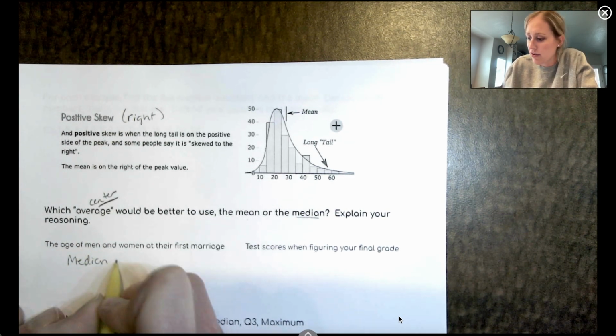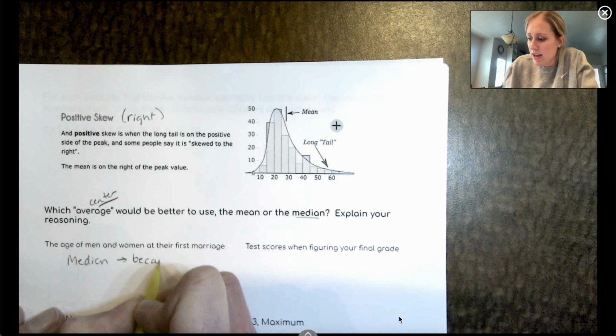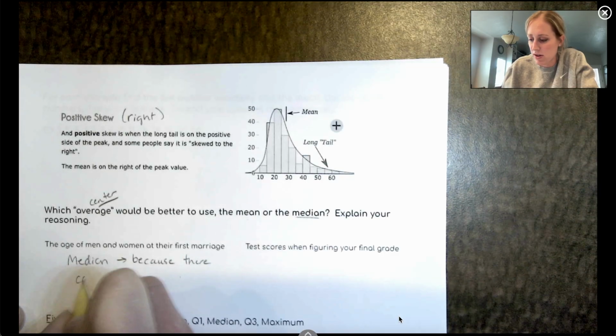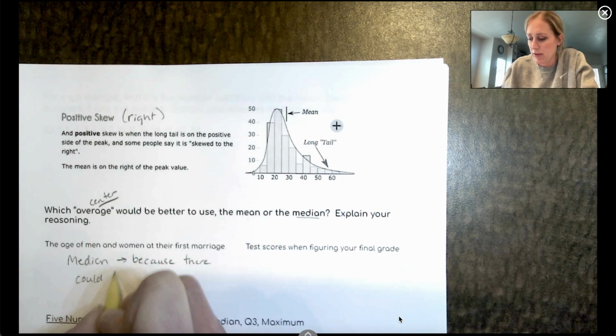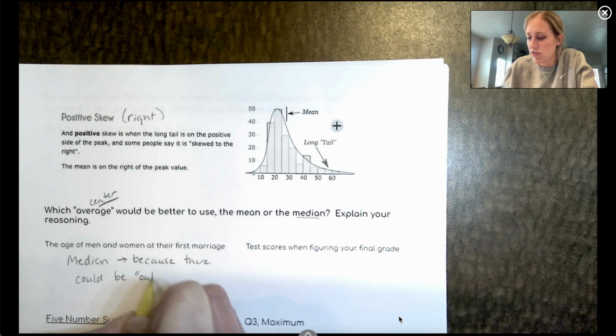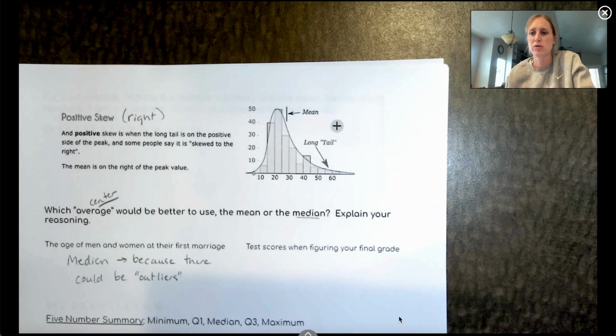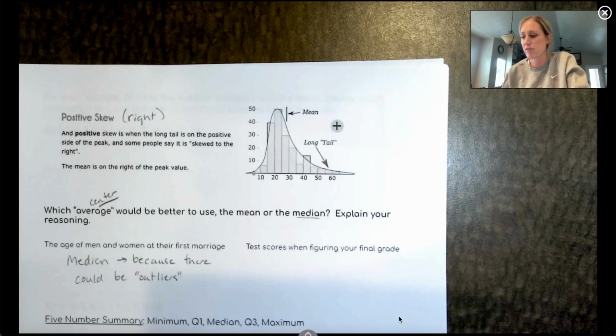And the reason is because there could be what we call outliers. And I'm going to talk more about that in a second. So there could be some people that get married way older or way younger that totally skew the data. If you were to think about a typical age people get married, you would probably say in the 20s. Honestly, that probably would be the average, somewhere in the 20s. So when you hear someone getting married for the first time at 40 or 50 or 60 or whatever, those are going to skew the average.